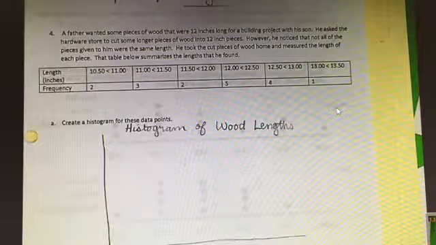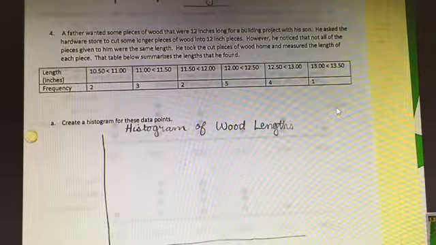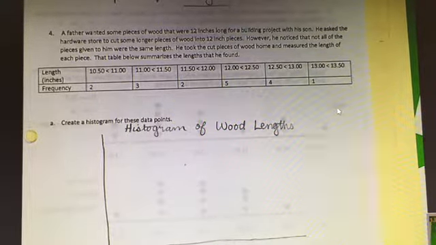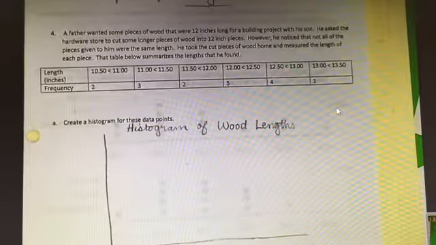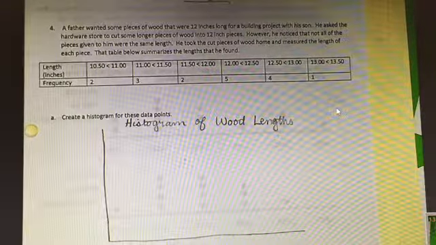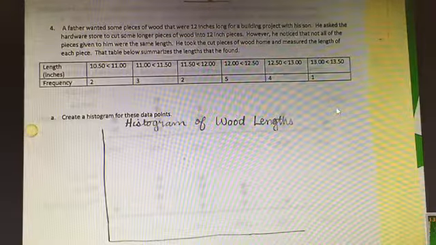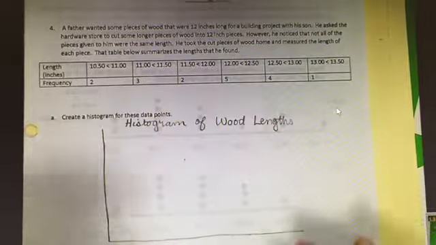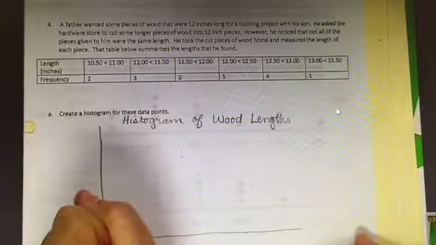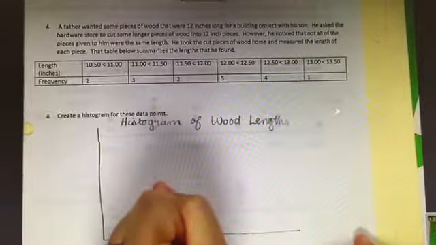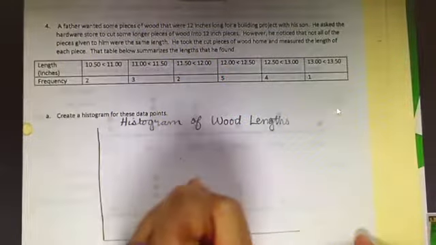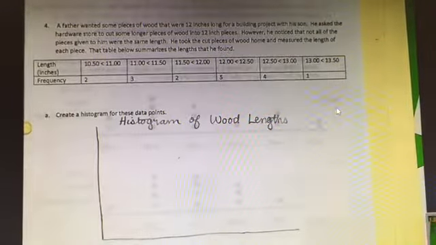Okay, after you've done your title, you should put in your X and Y descriptions, correct? So what's going to be down here? Length in inches. Okay, the length, right? And then Ryan said in inches. Don't forget, you have to tell me what you're measuring it in. Okay?